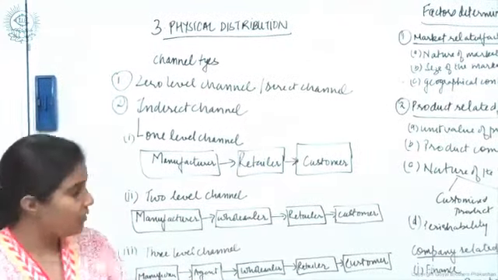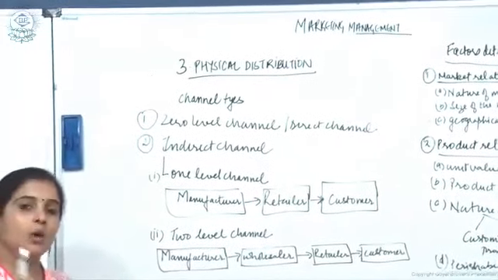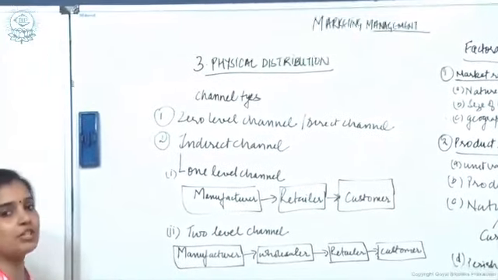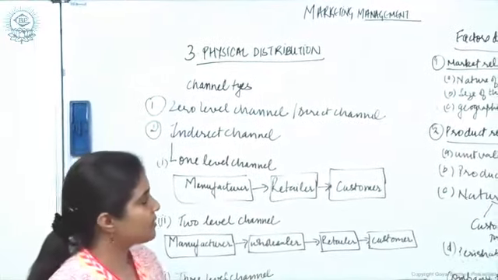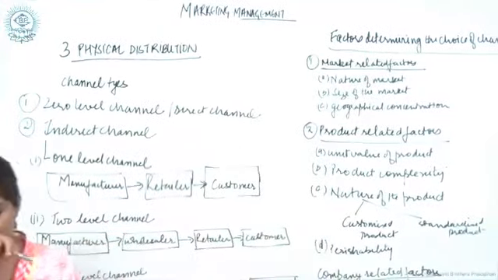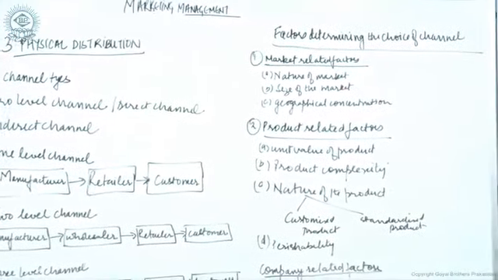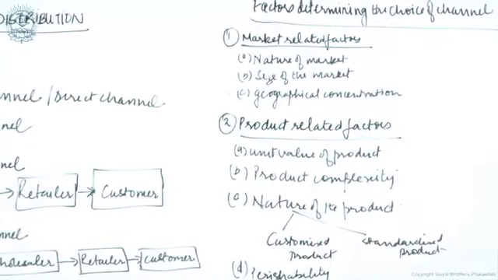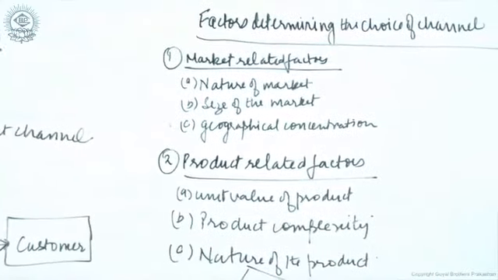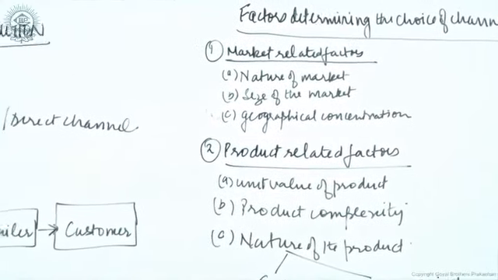Clear? Now these are the different channels, but how does one decide which channel to go in for? There are certain factors which determine the choice of the channel on the basis of market related factors. Number one, the nature of the market. In a consumer market, meaning where consumer durables are sold, distribution channels are generally used, as in 1 level, 2 level or 3 level.